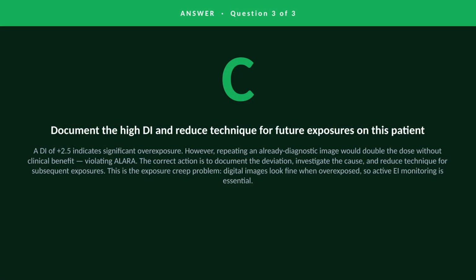The answer is C. Document the high deviation index and reduce technique for future exposures. Repeating an already diagnostic image doubles the dose without clinical benefit, directly violating ALARA. The correct action is to document, investigate the cause, and correct technique going forward.